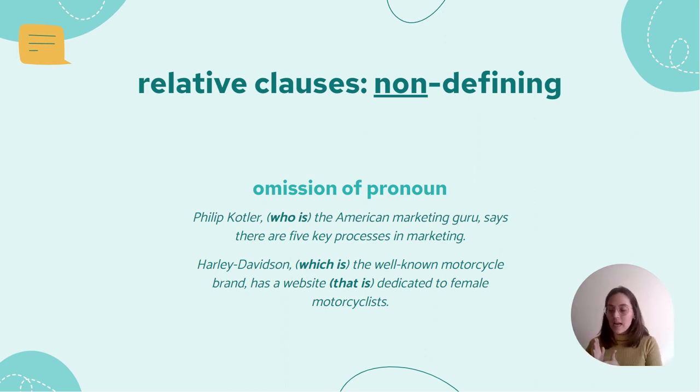All of these examples have the relative pronouns in them. Let's try omitting them. Philip Kotler, the American marketing guru, says there are 5 key processes in marketing. Harley Davidson, the well known motorcycle brand, has a website dedicated to female motorcyclists. See or listen to my pauses, listen to my intonation, it's different.